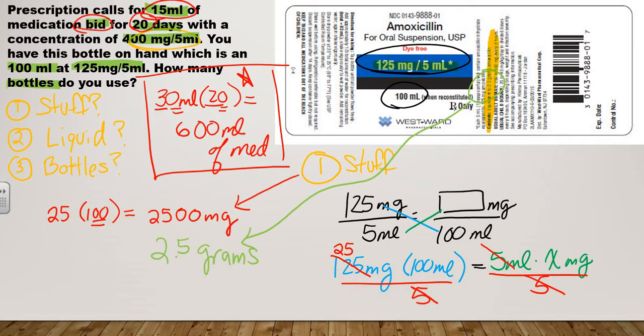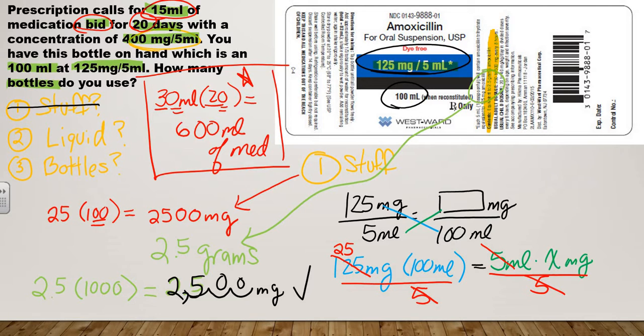There's 1,000 milligrams in a gram. So to go backwards, 2.5 times 1,000, you simply take that decimal, and if I have 3 zeros, I bounce this over 3 times. 1, 2, 3. And there's your 2,500 milligrams. So that's a good check. So there's number 1. We got the amount of stuff in the bottle.